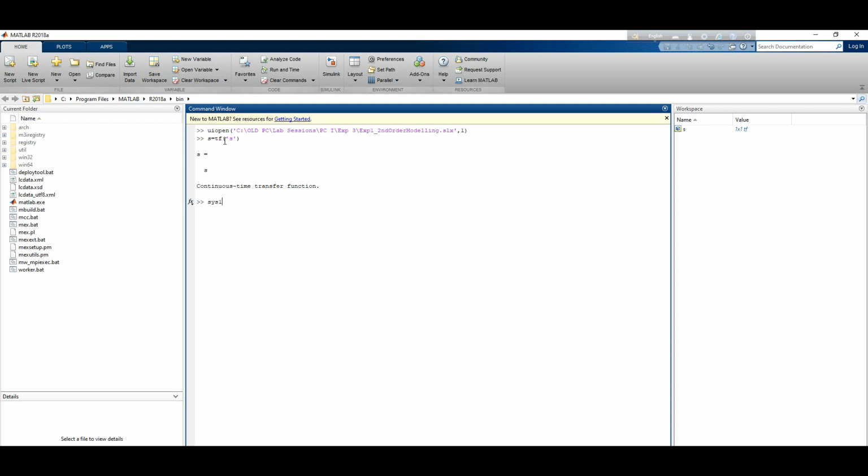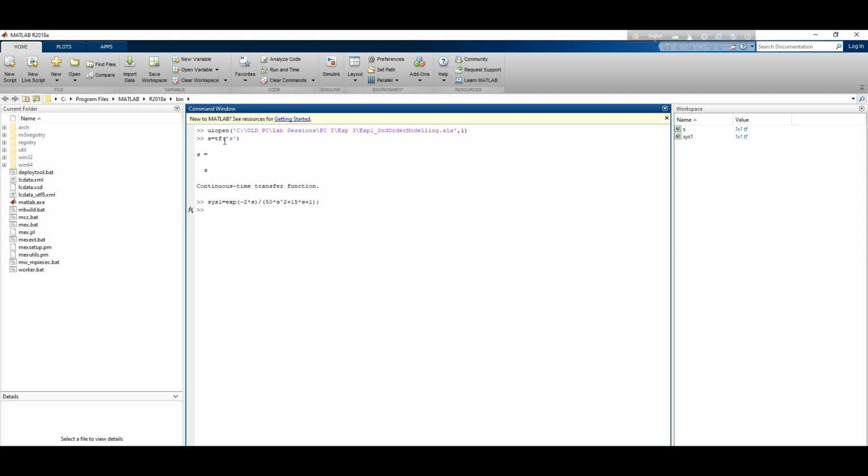System 1, let's name it system 1, is equal to 1 into exponential, e to the power, within bracket minus 2 into s, divided by 50s square plus 15s plus 1, right? 50 into s square plus 15 into s plus 1, right? This is the system 1.